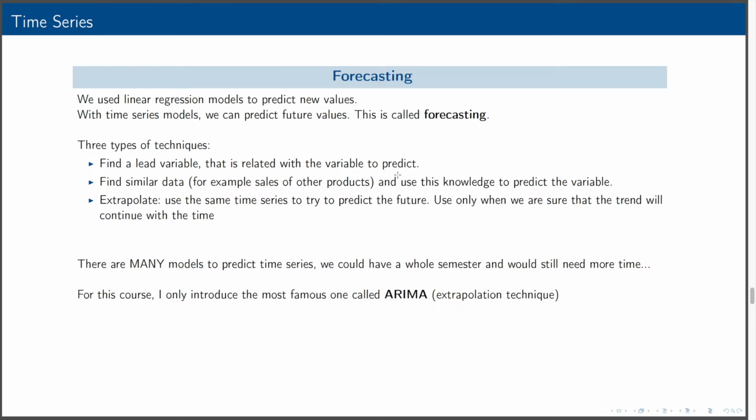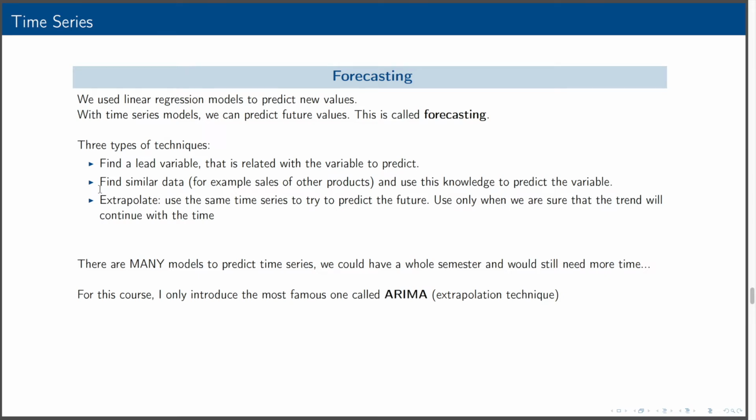And there are 3 types of technique. The first one, you find a lead variable that is related with the variable to predict. For example, weather. If you find that the temperature will depend on how much sun there will be, then the lead variable could be sun. If there's going to be a lot of sun, probably the weather is going to get warmer. So it's something that influences the time series where we are.